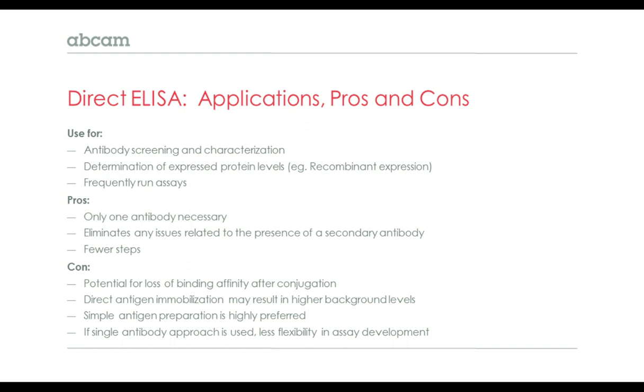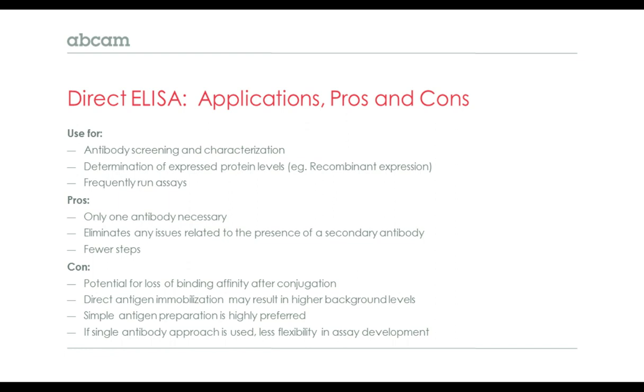Direct antigen immobilization on the plate can sometimes represent a problem area as well, in that you might result in higher background levels due to nonspecific material being bound, and therefore a simple antigen preparation is preferred, such as a purified protein or semi-purified protein in the case of looking at a recombinant expression construct, and this may take additional steps and time to accomplish.